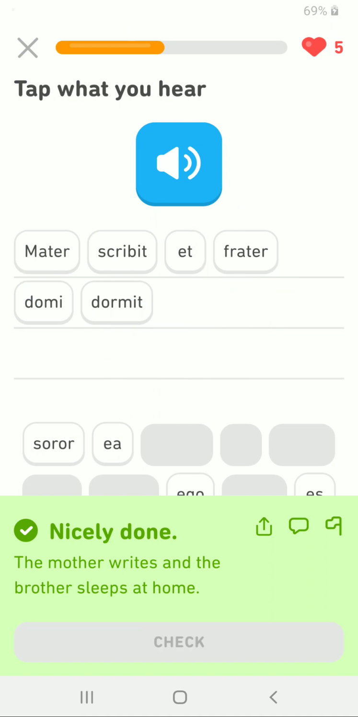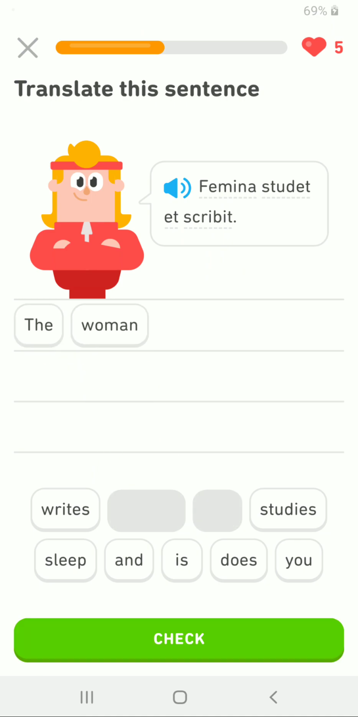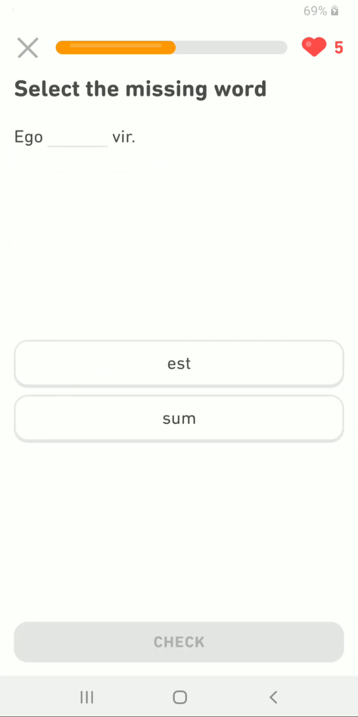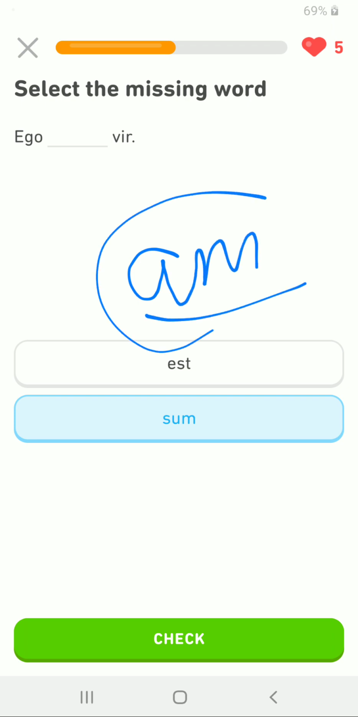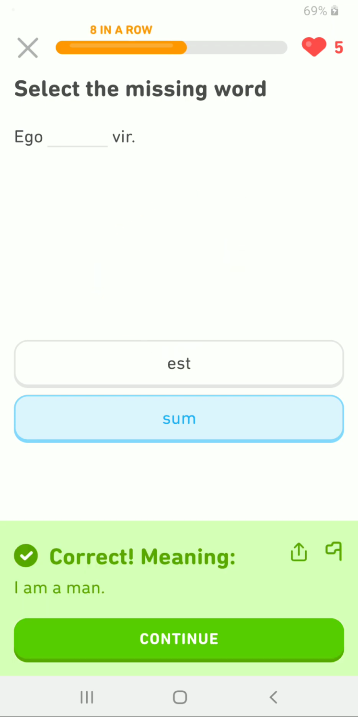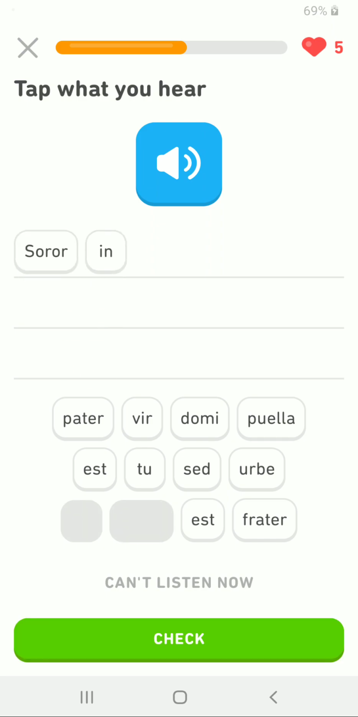Let's go on. Femina studet et scribit. Femina is the woman. Studet is studies. And writes. So the woman. We have ego sum. This is am. Yeah, am. We know the verb to be. Soror in urbe est, sed frater domi est.